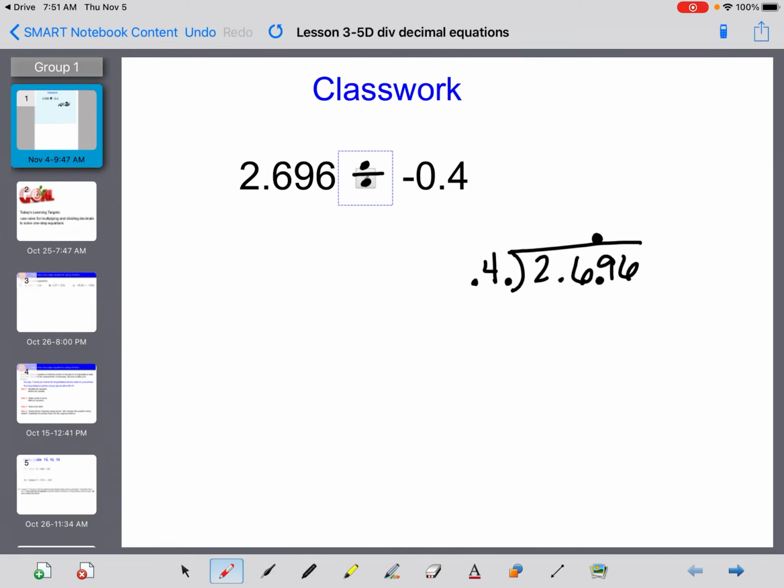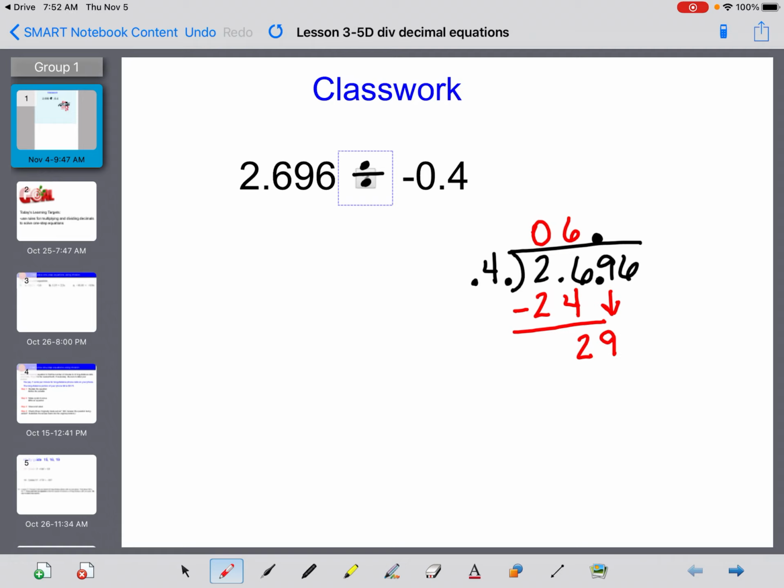How many times does 4 go into 2? It doesn't, 0 times. So I write a 0 directly above the 2. How many times does 4 go into 26? The answer is 6 times. 6 times 4 is 24. It's important to always line up all of your digits. Now I will subtract. 6 minus 4 is 2. Then I'm going to bring down the 9.